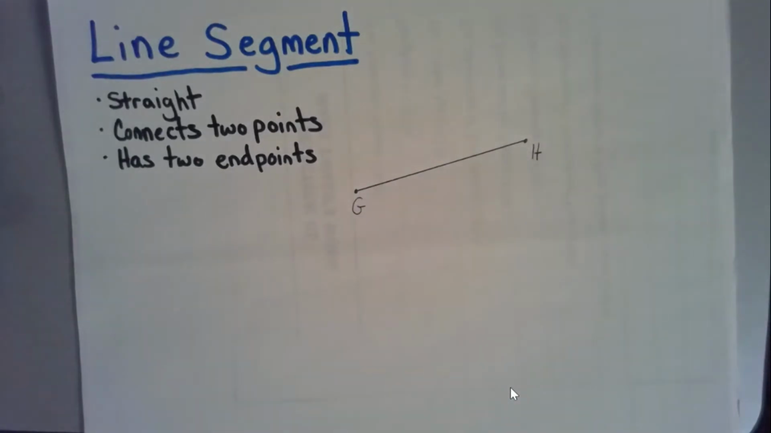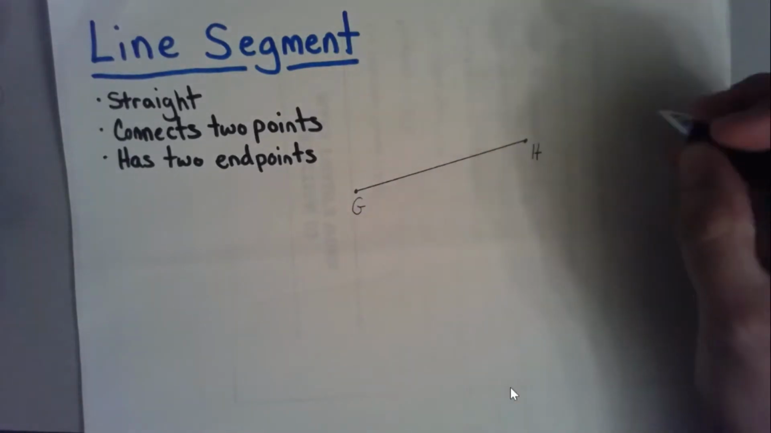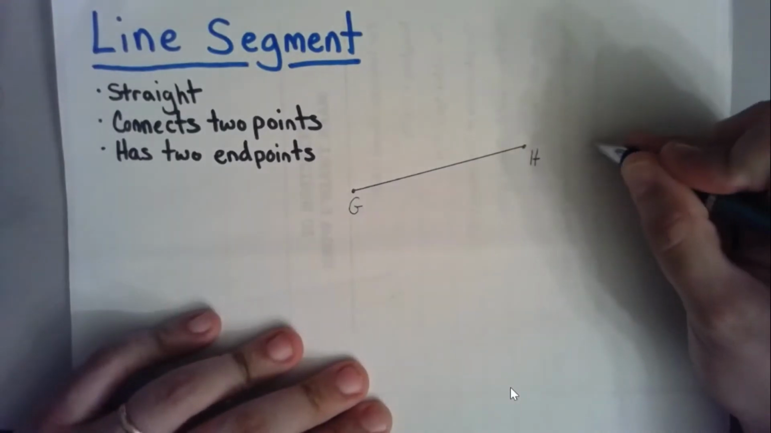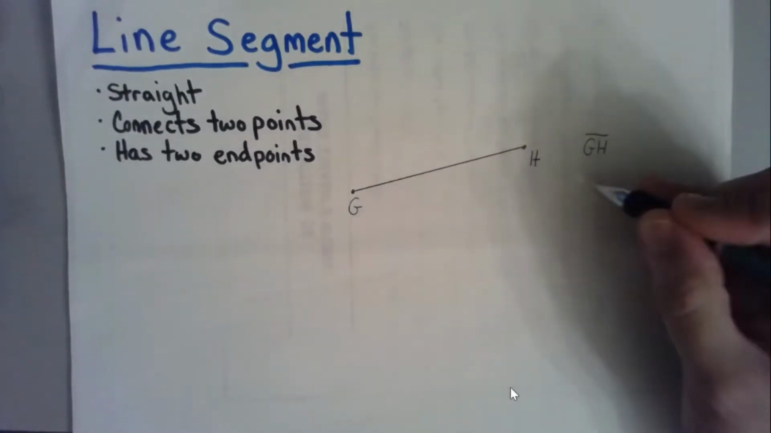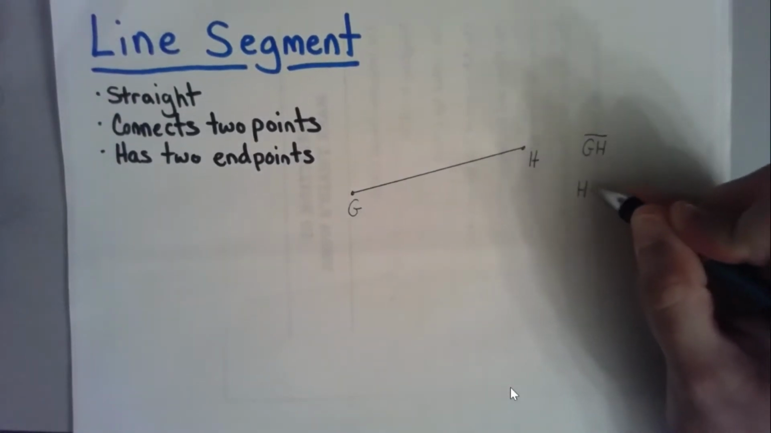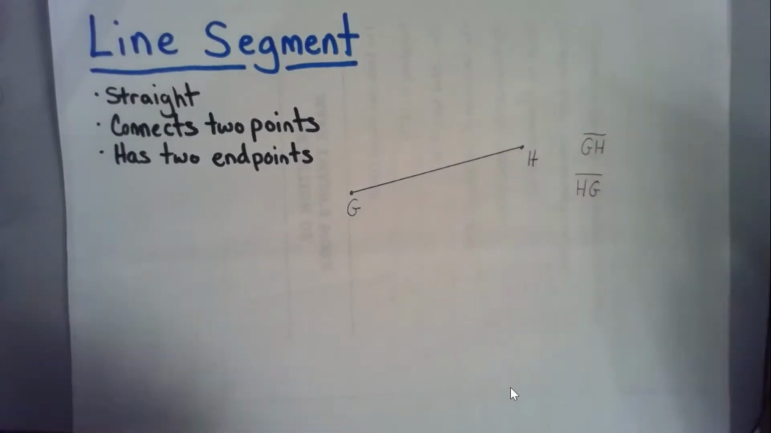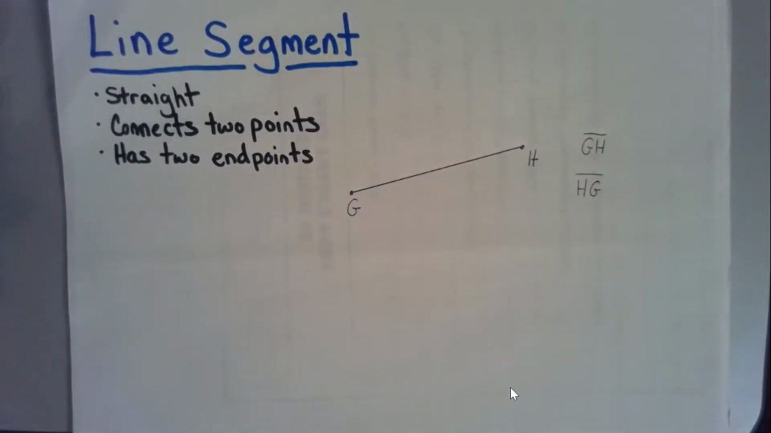And I can write the name of this in 2 particular ways. I could either call it line segment GH, and I put a little line segment over it, or I could call it line segment HG. And again, I could put a line over it. That's our system of naming these particular figures.